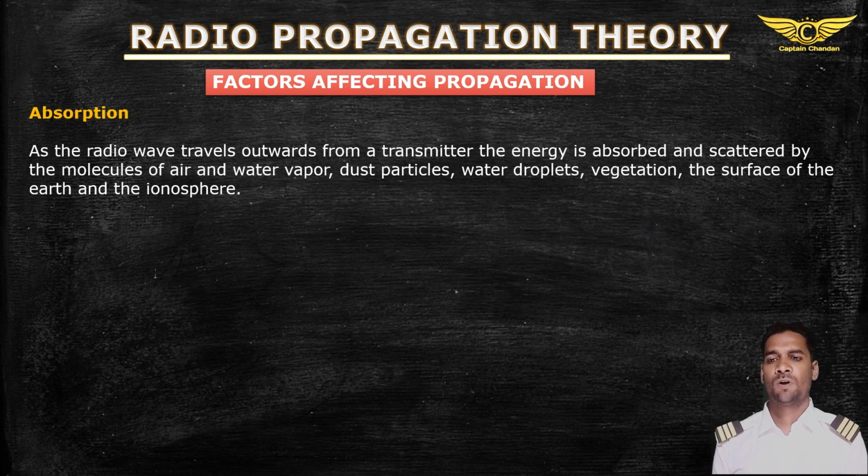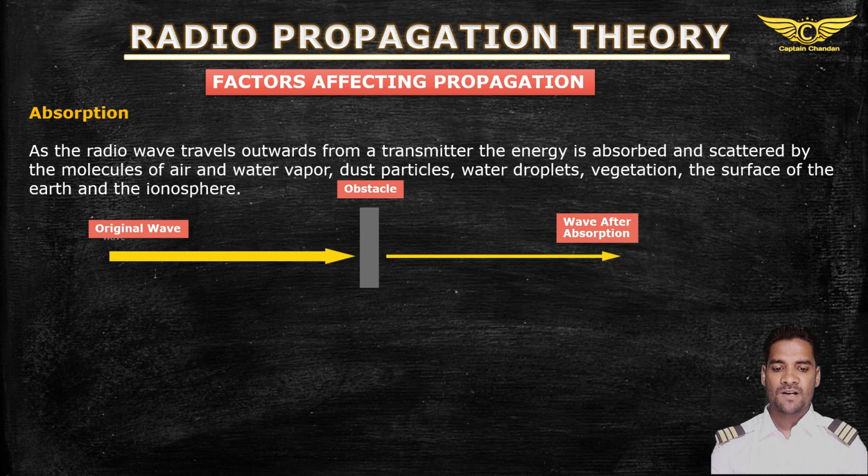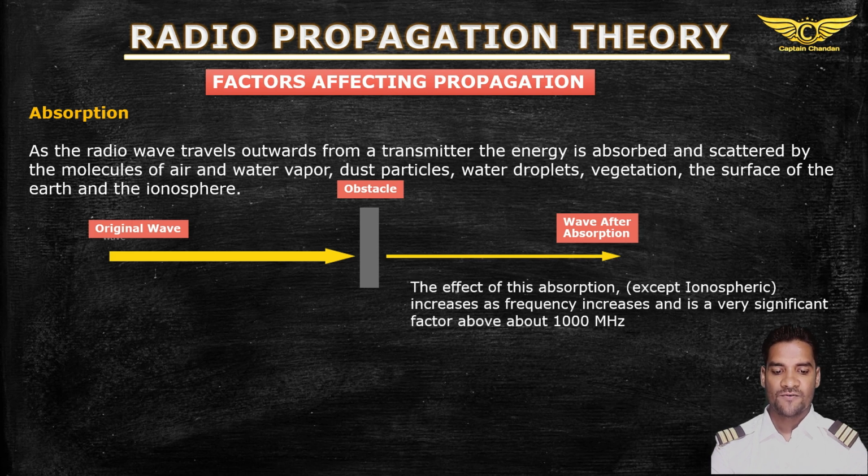Absorption. As the radio wave travels outward from a transmitter, the energy is absorbed and scattered by the molecules of air and water vapor, dust particles, water droplets, vegetation, the surface of earth and the ionosphere. In the diagram, when a wave is transmitted, it is a thick arrow, which means signal strength is good, but when it passes by an obstacle like water, dust, the energy of the signal is lost due to absorption by the obstacle.